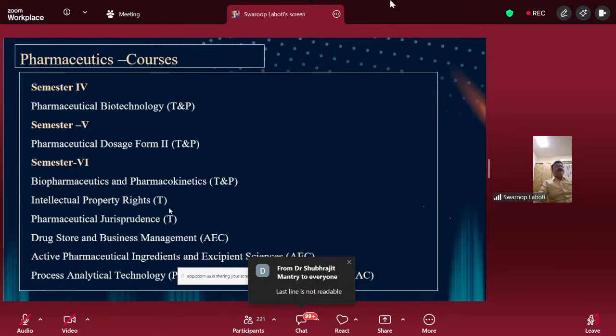Most practicals are database practicals, along with certain in silico methods, and some are based on ADME software. Dr. Gupta already said that most of the software is open-source, so there is no problem in using these softwares.